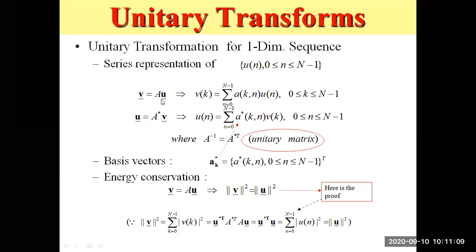So v equals A into u, that is, v of k equals sigma n equals 0 to N minus 1, A of k comma n into u of n. We are multiplying each sample like this, and the frequencies also extend from 0 to N minus 1. The number of samples in time is the same as the number of samples in the frequency domain, but the magnitudes are different. Similarly, in reverse, if you want to get u from v, we use A star, that means conjugate. So u of n equals sigma n equals 0 to N minus 1, A star of k comma n into v of k.